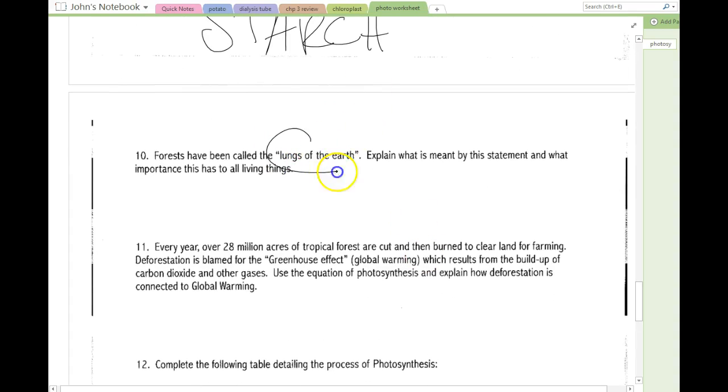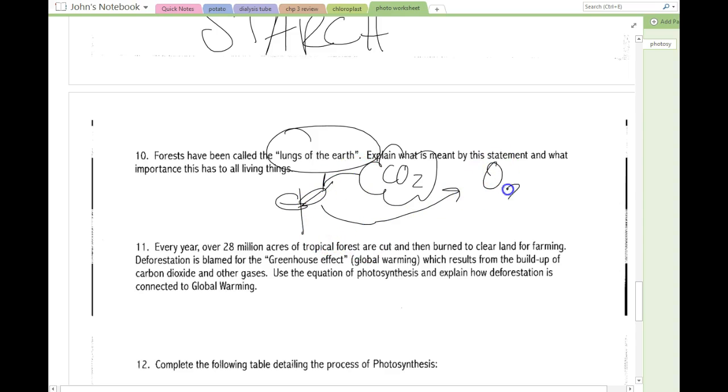So forests have been called the lungs of the earth because they take CO2 out of the air, right? Here's my plant. CO2 comes into the plant. Guess what comes out? O2. And isn't that what we do? We breathe in oxygen and breathe out carbon dioxide. Well, guess what? They do the opposite. They breathe in carbon dioxide and breathe out oxygen. That's why they're the lungs of the earth.